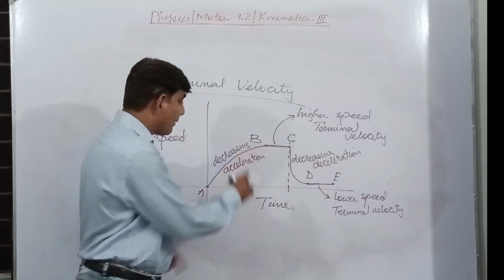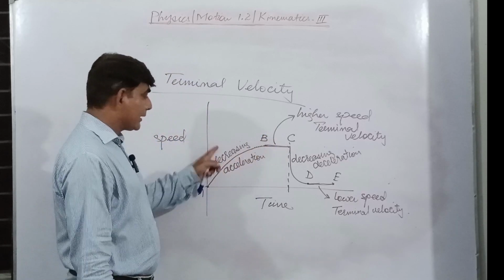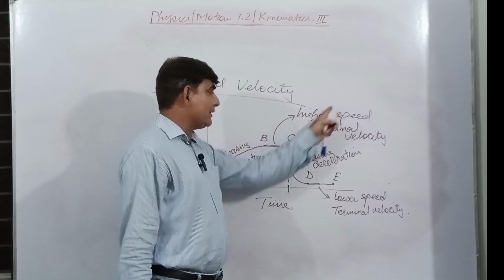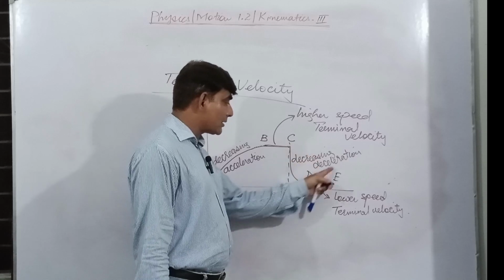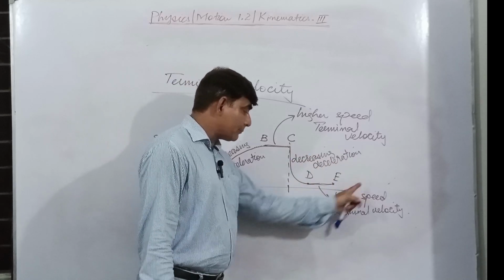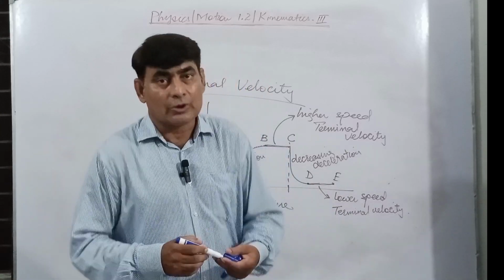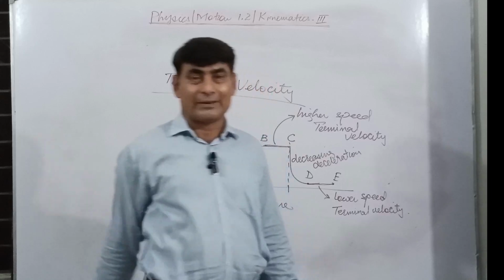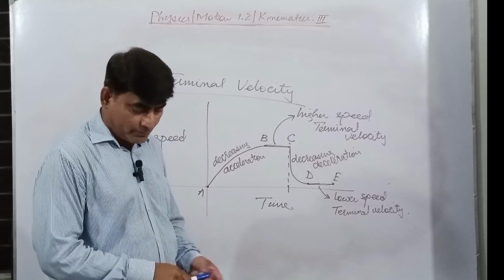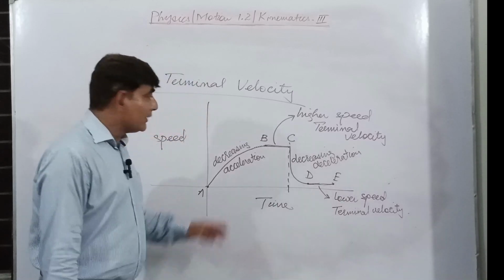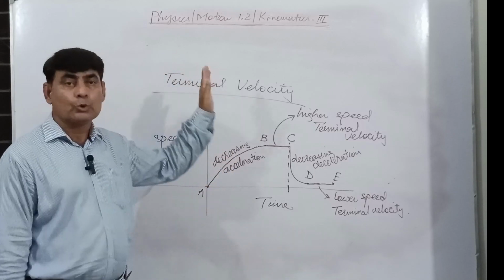This shows a straight line parallel to the x-axis. A to B, decreasing acceleration. B to C, high speed terminal velocity, so uniform speed. C to D, decreasing deceleration. D to E, lower speed terminal velocity, but uniform speed. Terminal velocity meaning uniform speed. So there are two stages of terminal speed. That's why I was telling you at that time. Now we have completed the whole of kinematics through part 1, part 2, part 3.